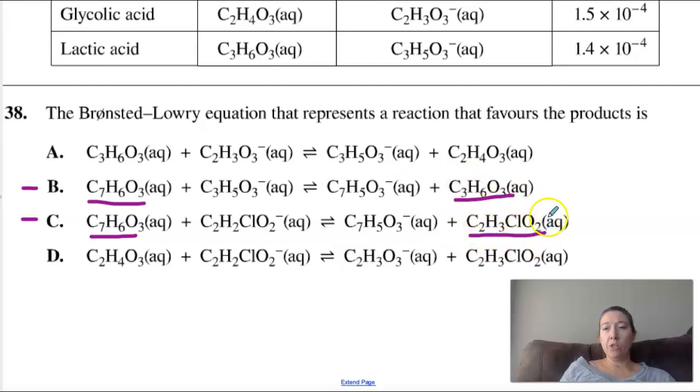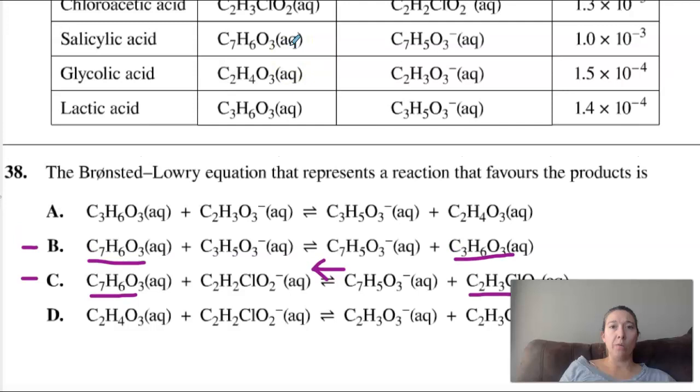So C2H3ClO2, that was the strongest acid, so that would actually favor the reverse direction. But when I check here, the C3H6O3, that's down here in my table, right? So we'd be comparing this one with this one, because this one here is stronger. That's why we're going to choose B as our answer.